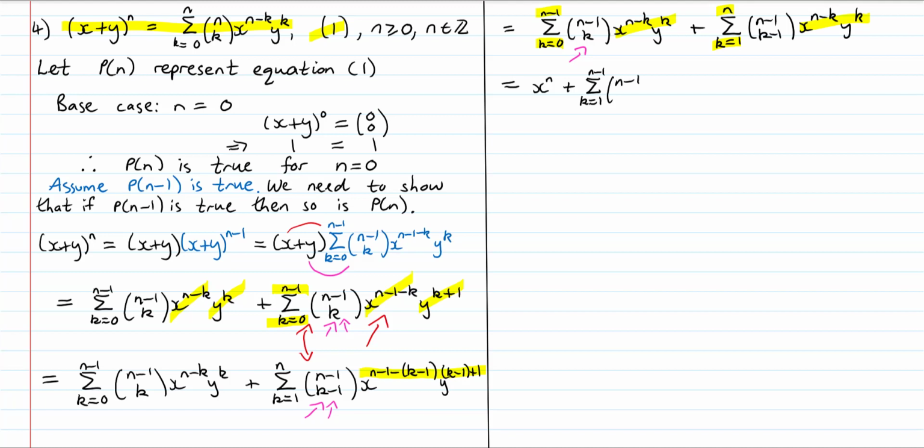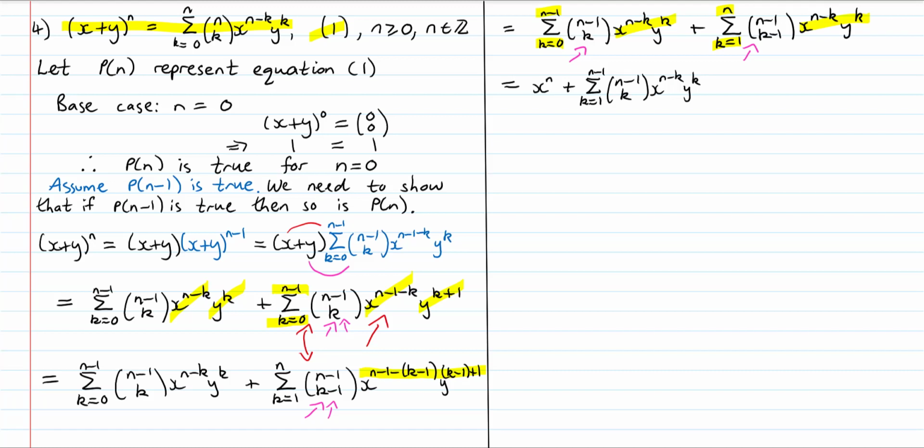And then we have n minus 1 choose k times x to the n minus k times y to the k. So now we've got this starting from k equals 1, and it finishes at k equals n minus 1. Then our second term here, we're finishing on k equals n. So if we write out that term where k is equal to n, we're going to get n minus 1 choose n minus 1, which is just 1, and then x to the power of 0, which is just 1, and then times y to the power of n. So we're left with just y to the power of n.